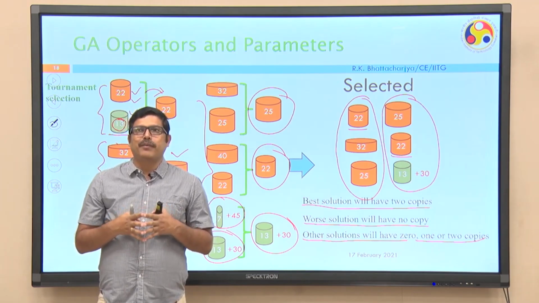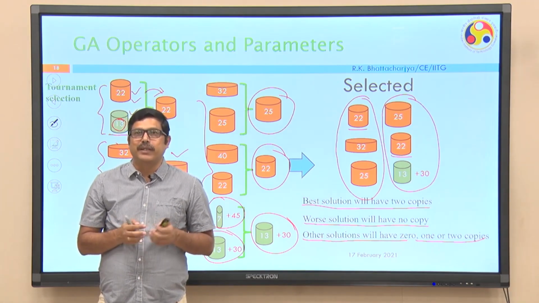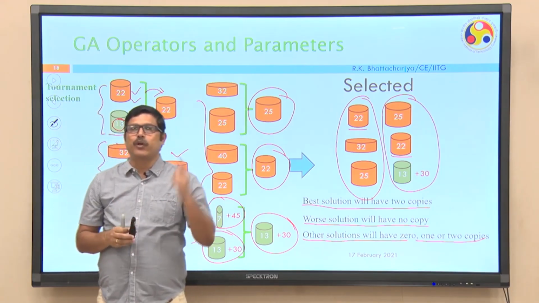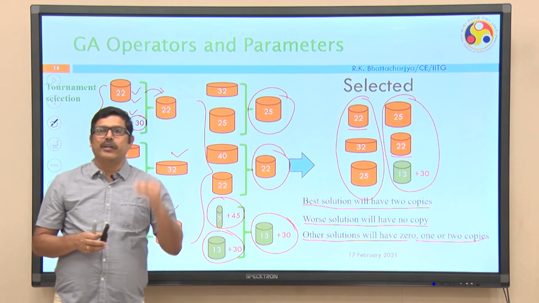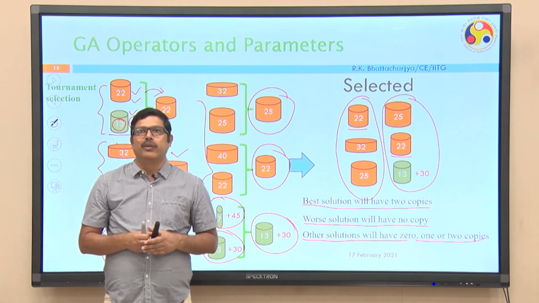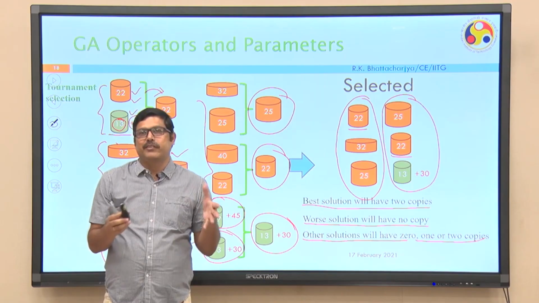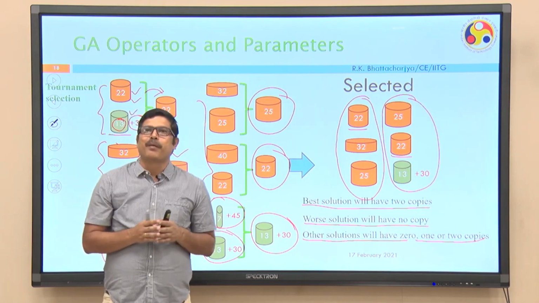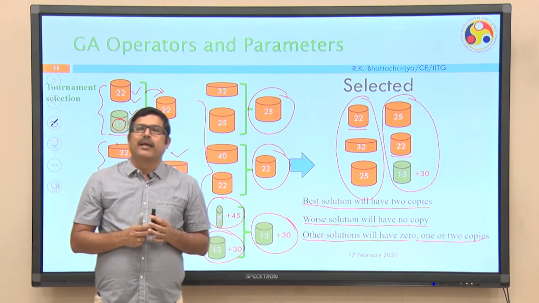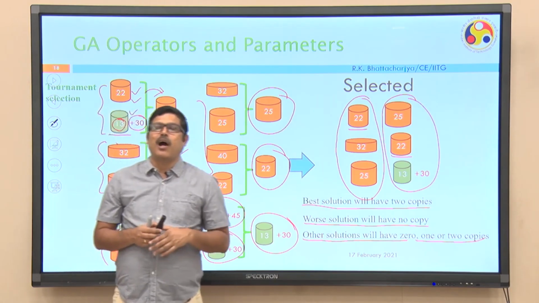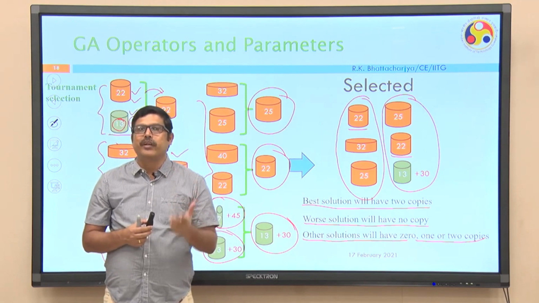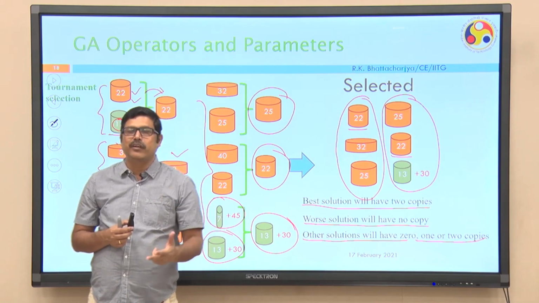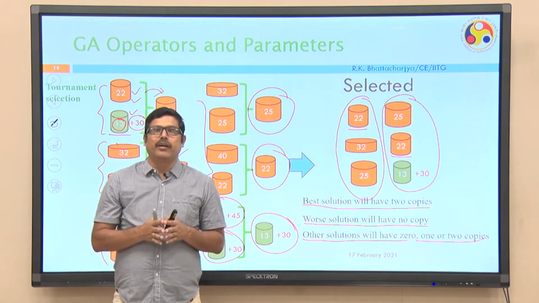Now, if my tournament size is 3, then what will happen? That means I am taking 3 solutions and asking them to go for a tournament, and out of 3, 1 will be the winner. So, in the first round how many solutions will you get? You will get 2 solutions, because the tournament size is 3 now. In the first round the first 3 are playing, and then the second 3 are playing. So, to get 6 solutions, how many rounds do you have to play? You have to play 3 rounds, because every round you are getting 2 winners.